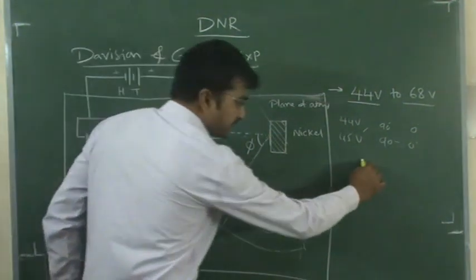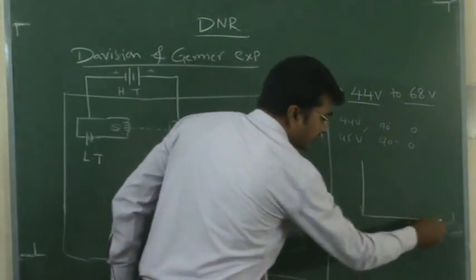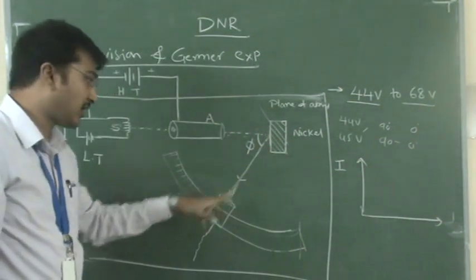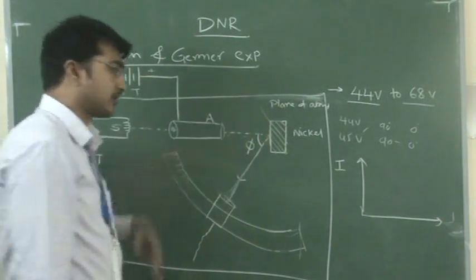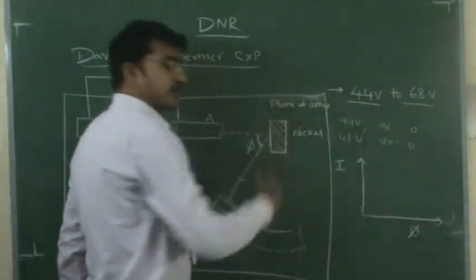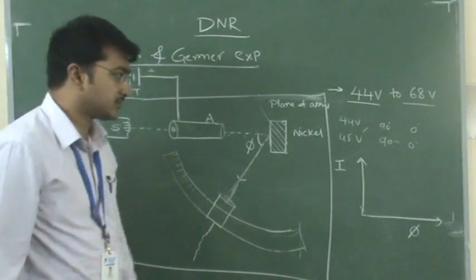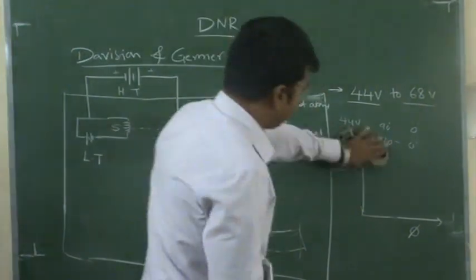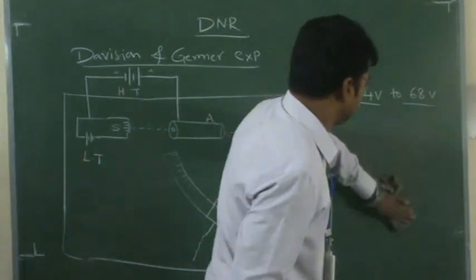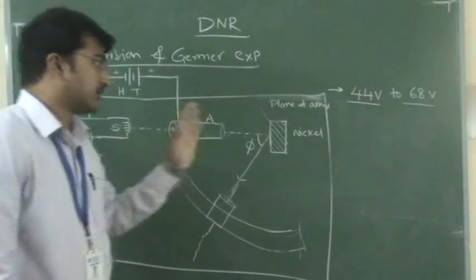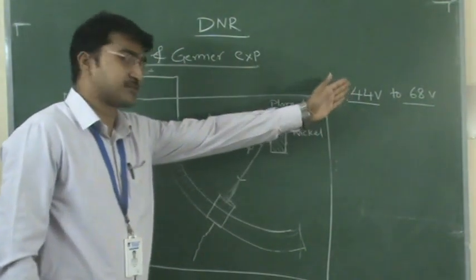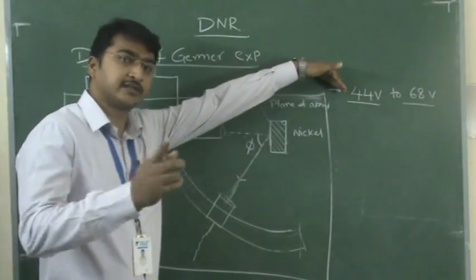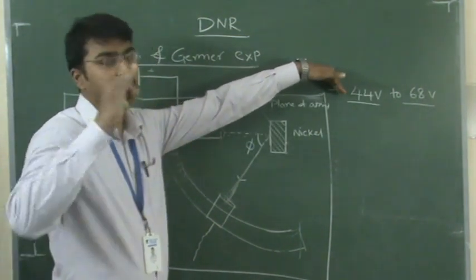If you draw the graph between the intensity of the reflected or scattered electrons to angle of scattering. So what experiment are we doing? We are doing this experiment between 44 volts to 68 volts. For every voltage we are taking 90 values, that is 0 degrees to 90 degrees.